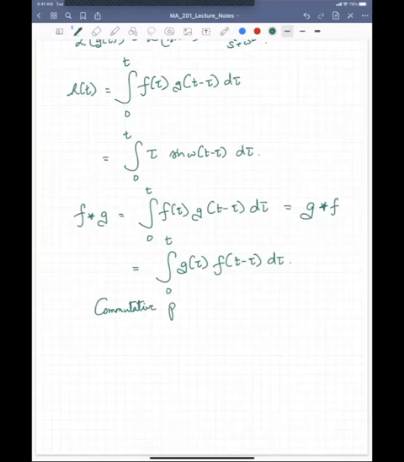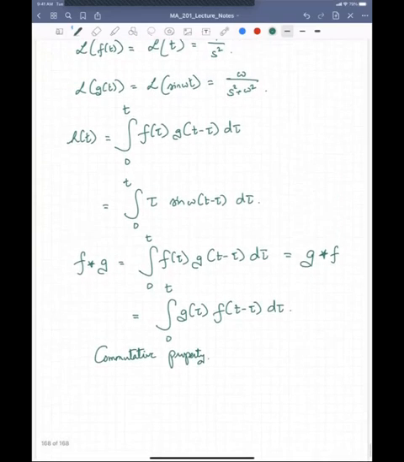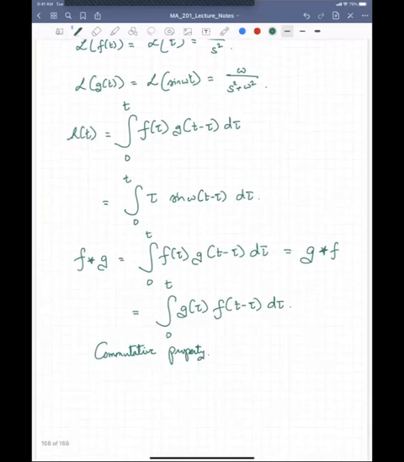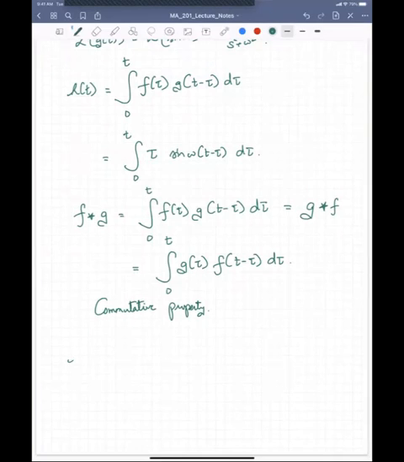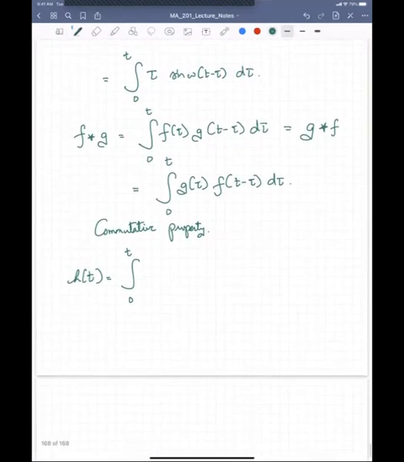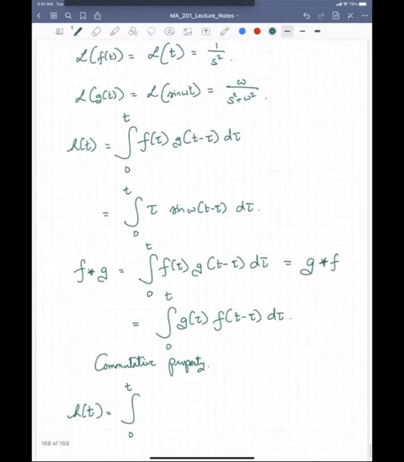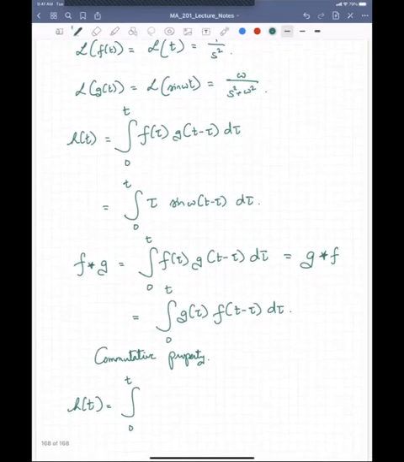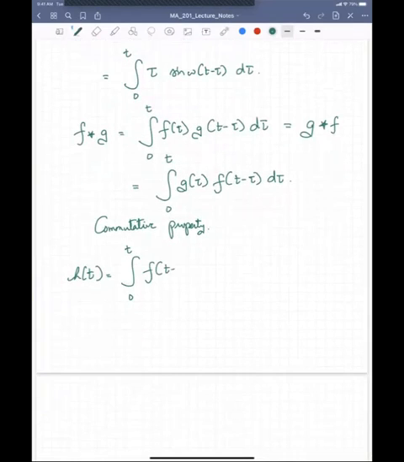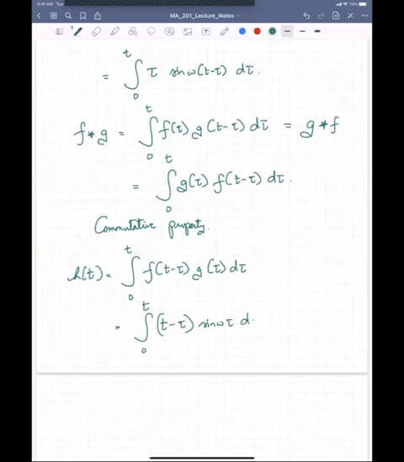This is the property that makes solution of these little problems possible. If not, then it will depend on the order in which I choose, and that will make no sense. So in other words, what I'm saying in this particular example is that it is equally correct to write h of t as, instead of pretending that the function of t minus tau is g, I can pretend that this is f of t minus tau g of tau d tau, in which case this integral is from 0 to t of t minus tau sine omega tau d tau.